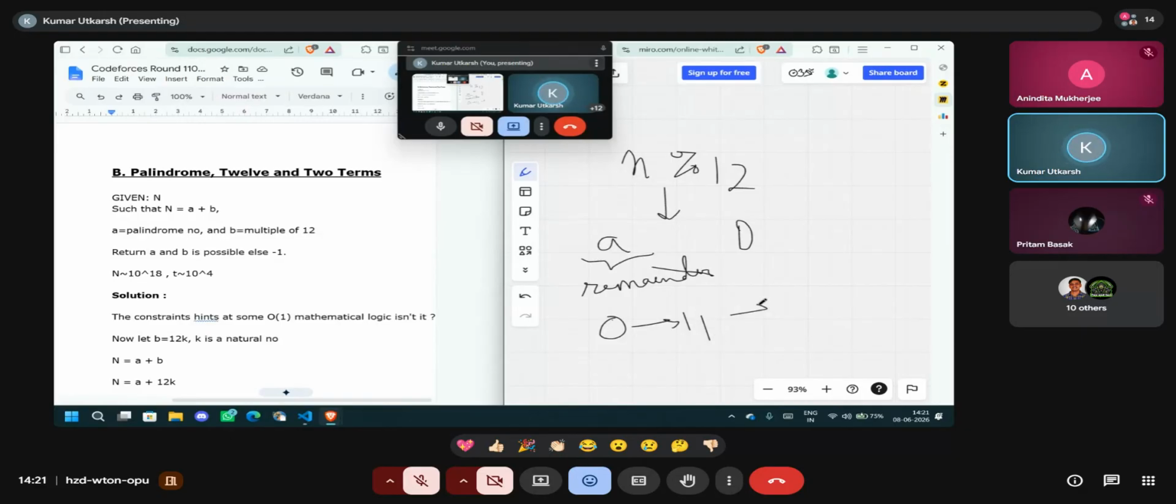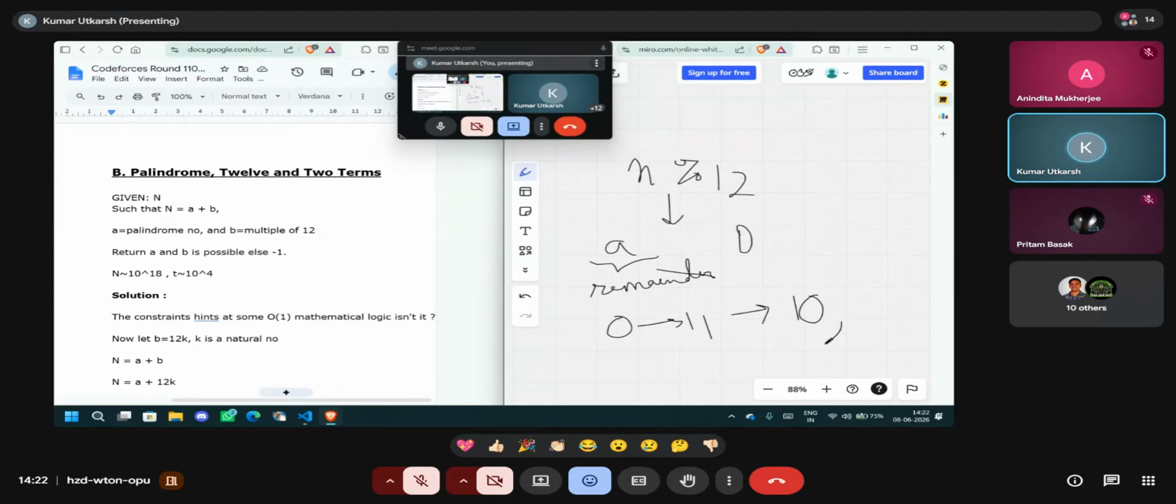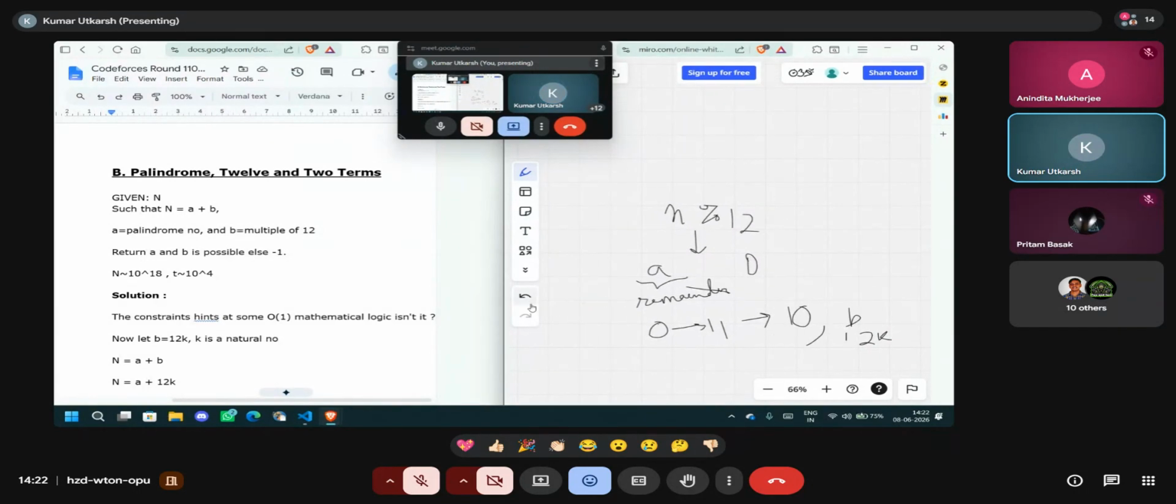She said only 10 is not palindromic. So 0 is a palindrome in itself, 1 is also, 2 is also. Everything is a palindrome except 10. And the other one, that is B, will always be a multiple of 12. Then she said that if the mod is 10 and the number we see is 22, then n minus 22, right? So what was she missing?